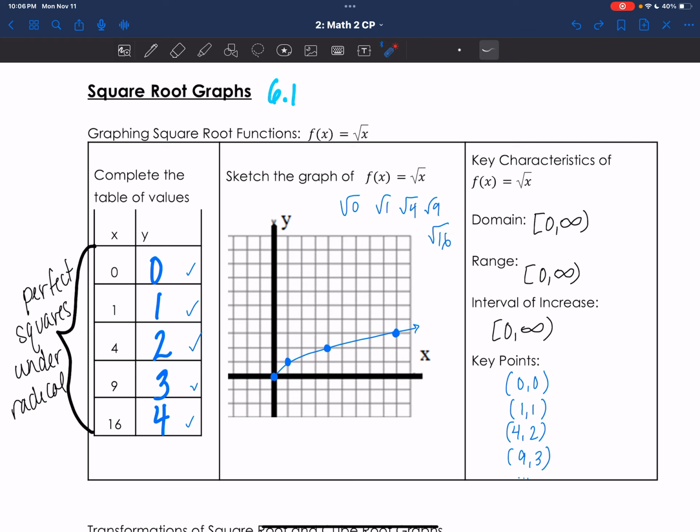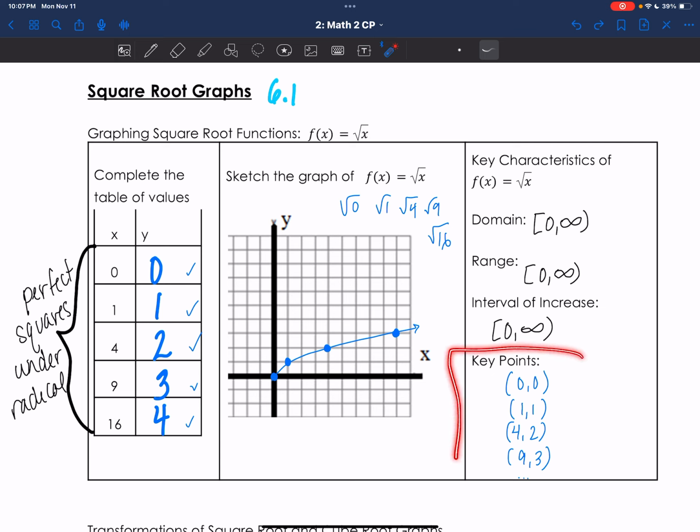The domain, which is your x values, has a bracket because it includes the point 0, but then it continues on into infinity. So your x's will always increase. Now the range is also from 0 to infinity, because the y value starts at 0, but then it continues to get higher and higher as it continues on. So the interval of increase is from 0 to infinity, which is what you can see, the same as when it's going up.